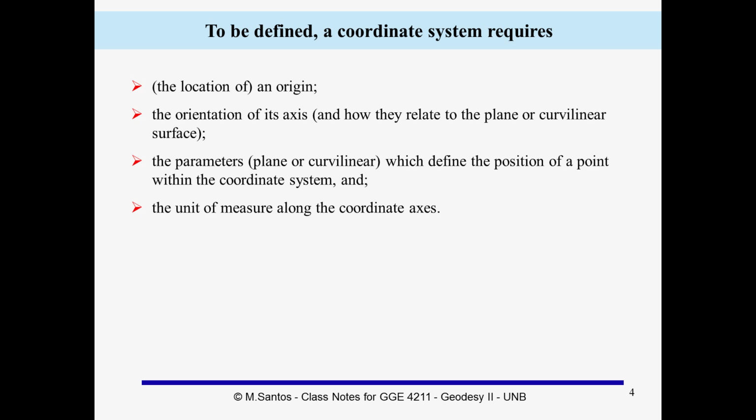Okay, something very important when we talk about coordinate systems. This is very basic, but I think it's important to say again that for a coordinate system, you need a few things, otherwise it's not a coordinate system. One thing is the location of an origin. We have to have a point that will have basically 0, 0. And then the orientation of the axes.